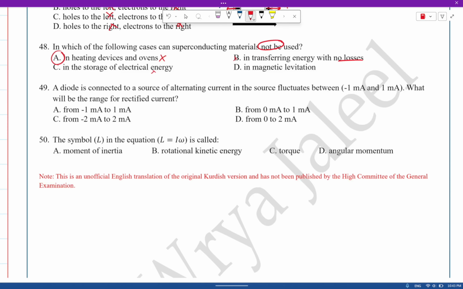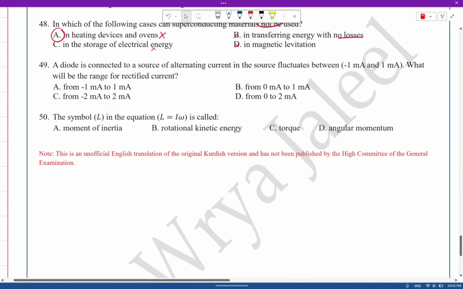In the magnetic levitation, they can be used in that, because these are superconducting materials, so of course they can provide a very good magnetic field. They can also retain that, as long as there is no energy lost. So that was option A, of course.